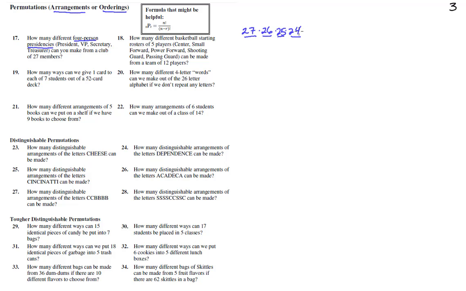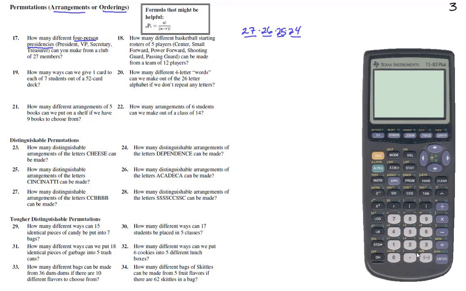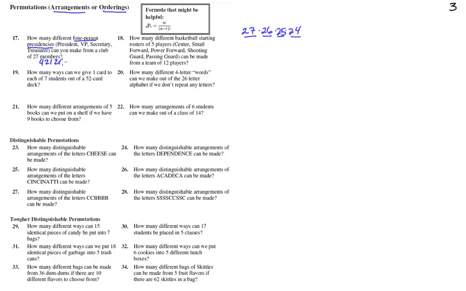So you can punch this into a calculator, 27 times 26 times 25 times 24, and see what we get. So the answer is going to be 421,200. So 421,200 different presidencies.